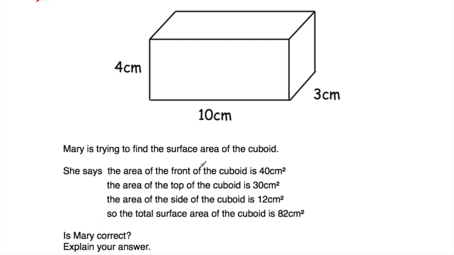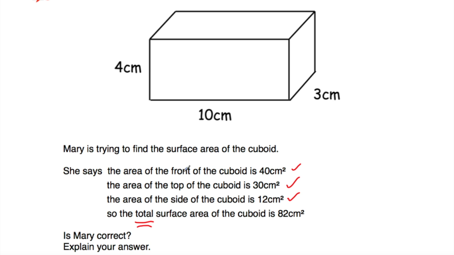Explain your answer. So as we've seen, she was right in saying the area of the front of the cuboid is 40 centimeters squared. She said the area of the top was 30 centimeters squared. That's right as well. And she said the area of the side of it was 12 centimeters squared. But then she said the total surface area of the cuboid is 82 centimeters squared. Well, she's added the front, the top and the side. And if you do 40 plus 30 plus 12, that's 82. But that's the front and the top and the side. She hasn't included the back, the bottom and the other side. So she's only actually included 3 faces. She hasn't found the area of all 6 faces of the cuboid.